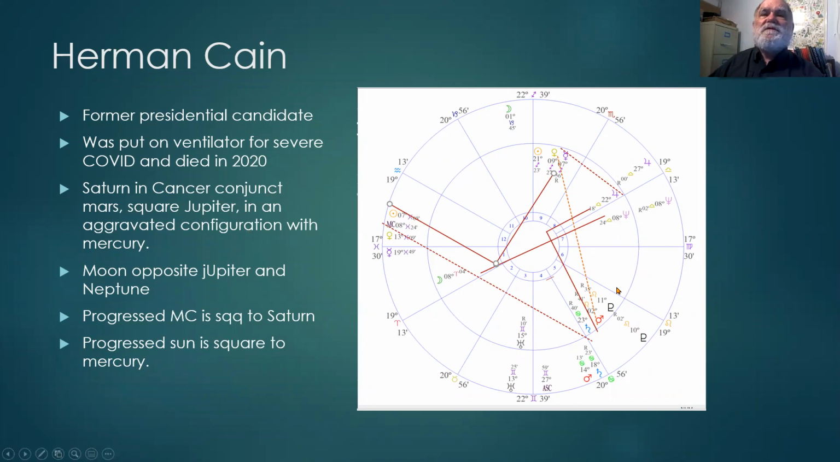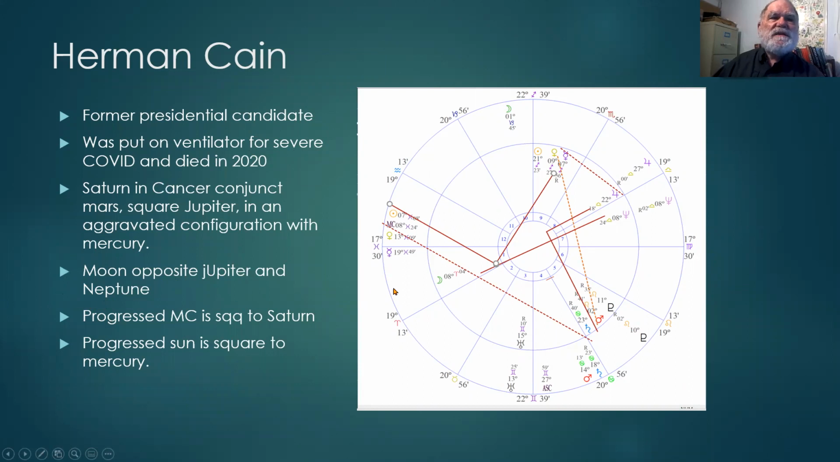Also then we're going to look for Moon. Here the Moon is opposite to Jupiter and Neptune. Neptune is a planet of infection. Mars is infection, but Neptune is susceptibility to infection. There's a weakness. Neptune afflicted. Neptune has a weakness and is able to be infected there. So Moon is opposite Jupiter and Neptune.